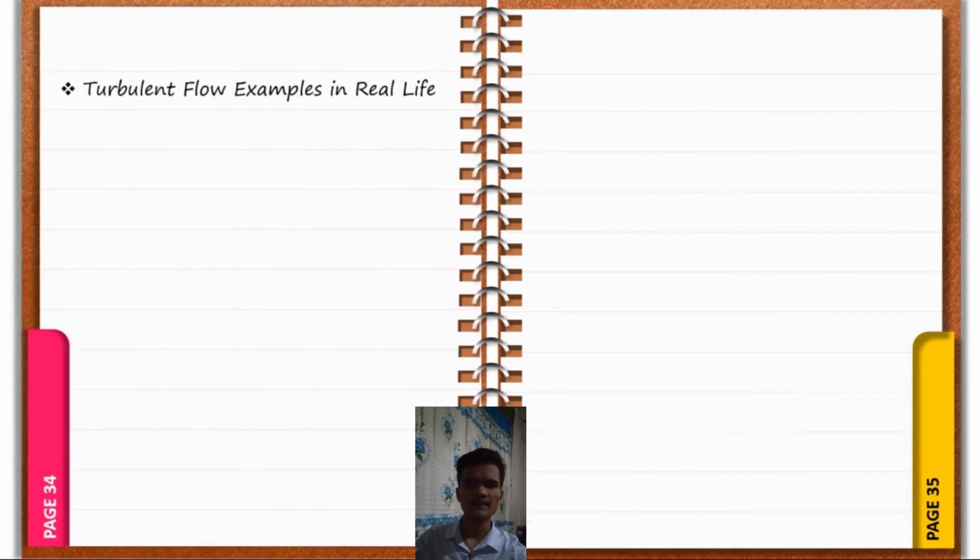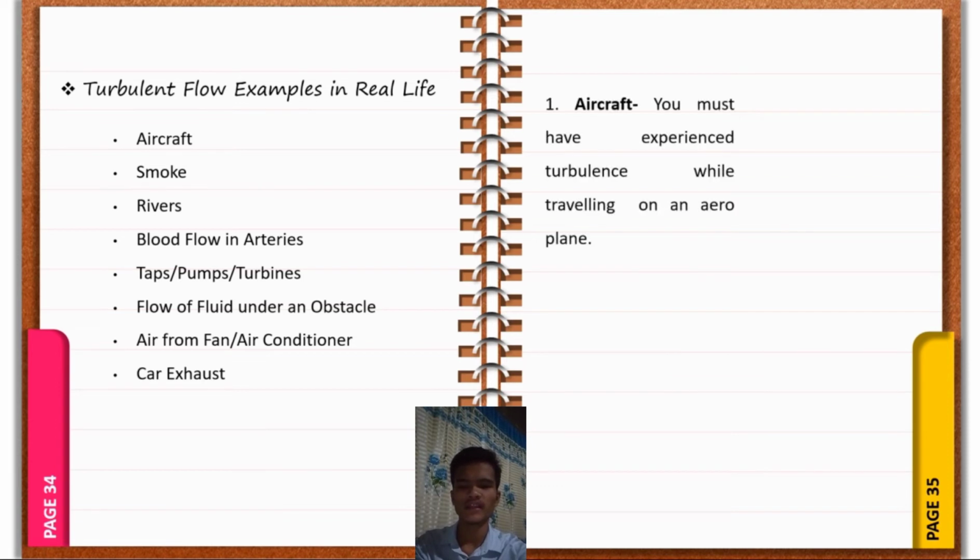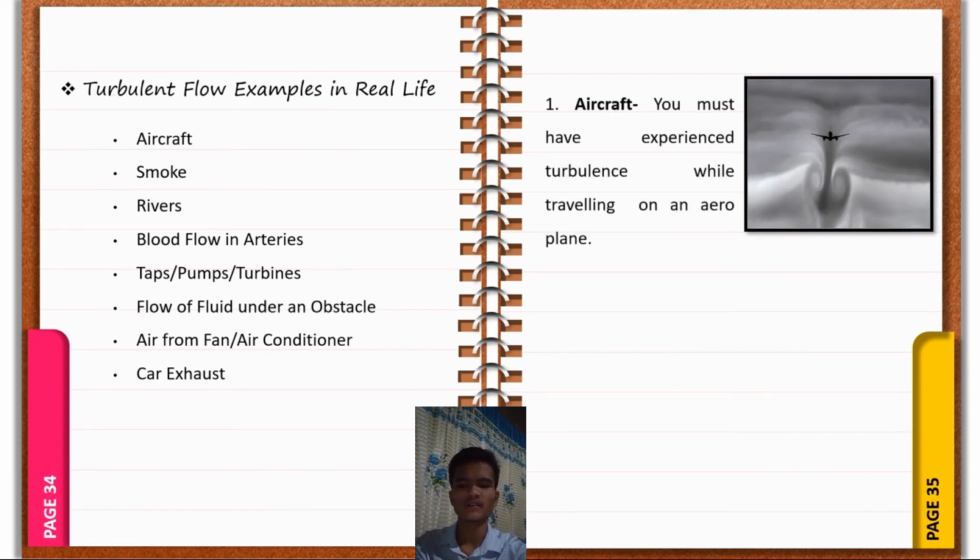And now, let's move on to the real-life examples of turbulent flow. So, we have here 8 examples: the first is aircraft, second is smoke, third, rivers, fourth, blood flow in arteries, fifth is taps, pumps, turbines, sixth, flow of fluid under an obstacle, seventh, air from a fan or air conditioner, and lastly, the car exhaust.